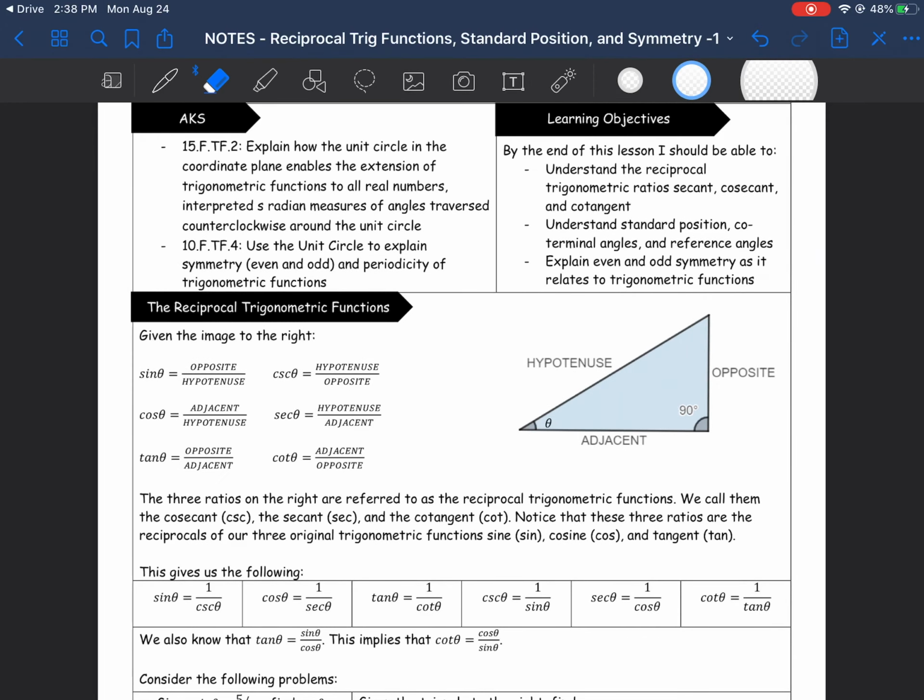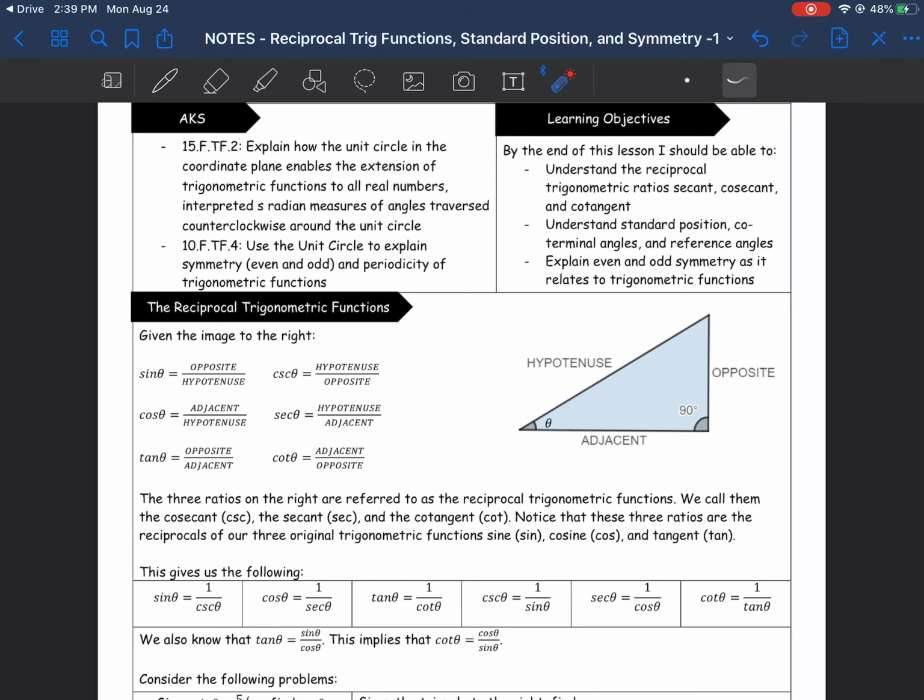So, notice here in this image we have a right triangle. Our angle theta is right here in the bottom left corner. And I've gone ahead and labeled the sides. So relative to the angle theta, we have our adjacent side, our opposite side, and our hypotenuse. So we've already discussed the sine, cosine, and tangent of theta. We know that the sine is the opposite leg divided by the hypotenuse. We know the cosine of the angle is the adjacent leg divided by the hypotenuse. And we know that the tangent of theta is the opposite leg divided by the adjacent leg.